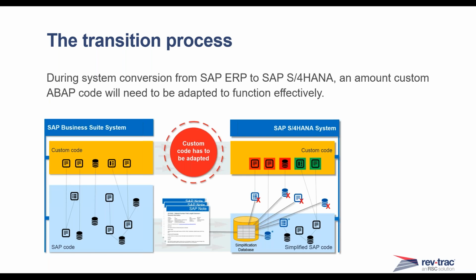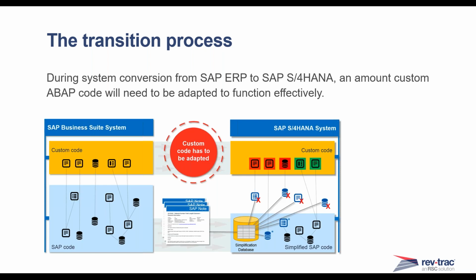So during the system conversion, I think everyone's probably fully aware that S4HANA is a different version of SAP ECC than what we've had before, and so it's not a simple upgrade. During that conversion, there is an amount of custom ABAP code that will need to be adapted to function effectively. This is mostly based on the fact that it's running on top of a different structured database. The way the code's written currently in your ECC business suite may not be accessing that database in the correct manner, and so simply won't function. So the code will need to be adapted. Now, not everything will need to be adapted. Some will and some won't, but this is a process that you need to go through as well.